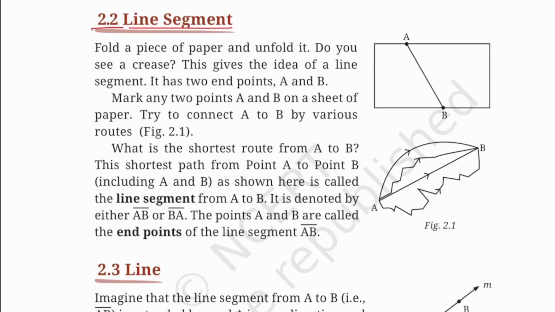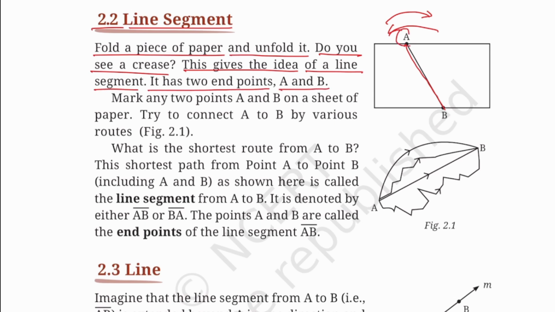2.2 Line segment. Fold a piece of paper and unfold it. You will get a crease like this joining A and B. Do you see a crease? This gives the idea of a line segment. It has two endpoints A and B.